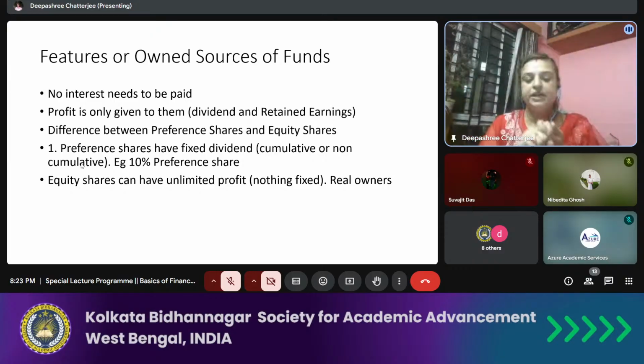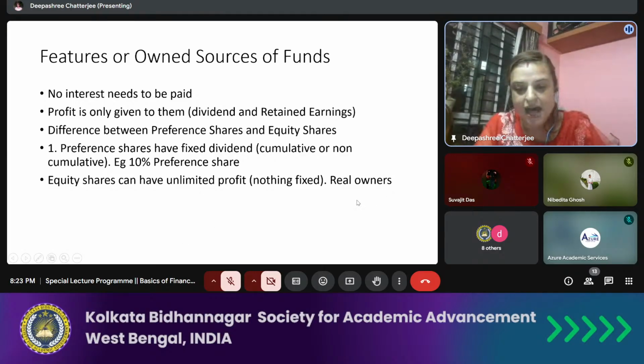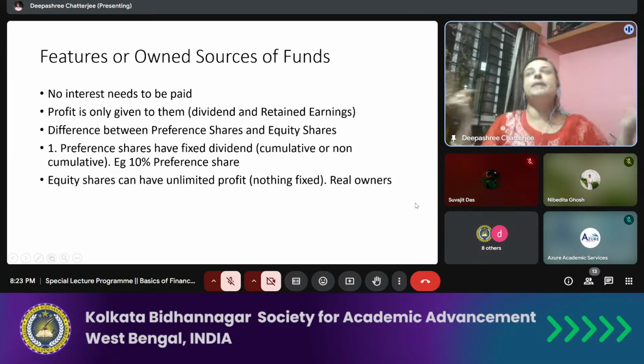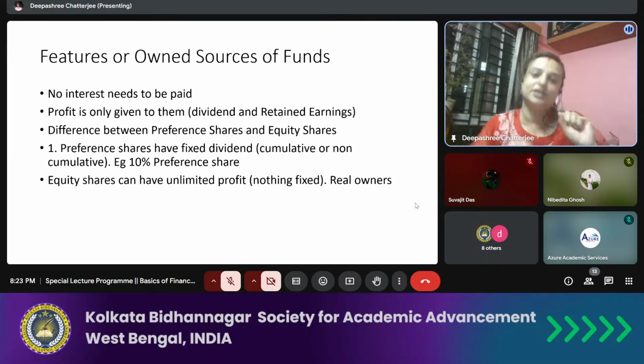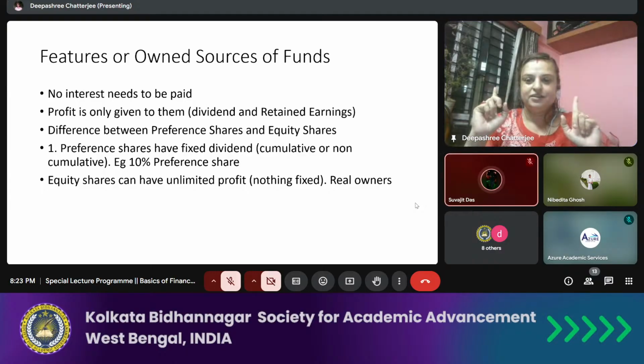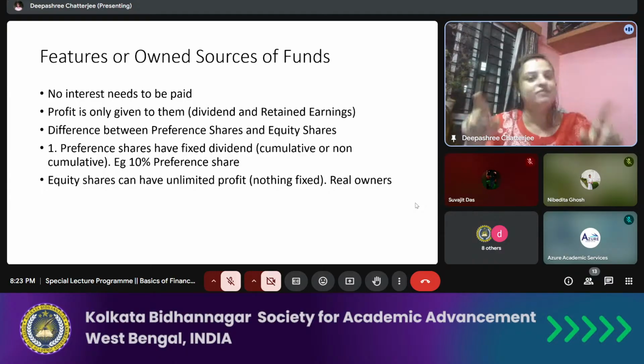Then, another very important difference: equity shareholders are known as the real owners of the company. Now, what do you mean by real owners and false owners? Basically, I don't say preference shareholders are false owners, but equity shareholders are the real owners of the company. Why are they the real owners? Because they have the voting power. Voting rights, yes, very good. Excellent. So, voting rights regarding what? What do they vote for?